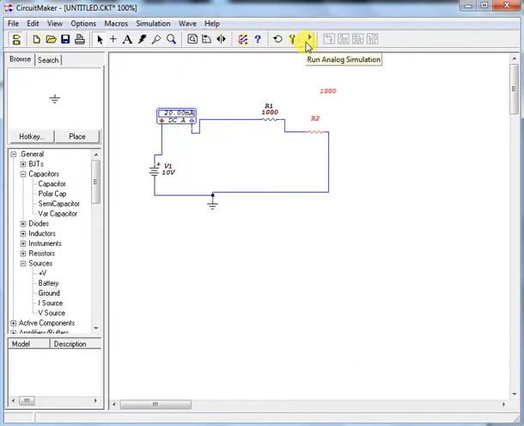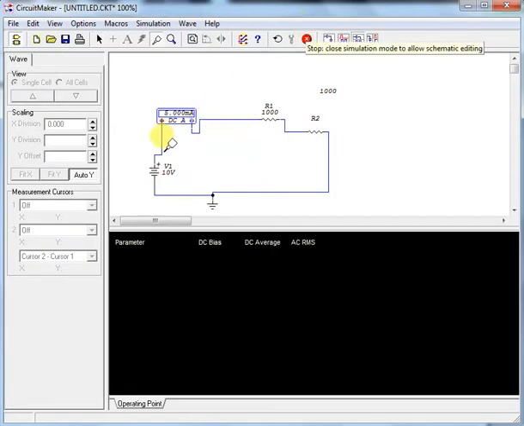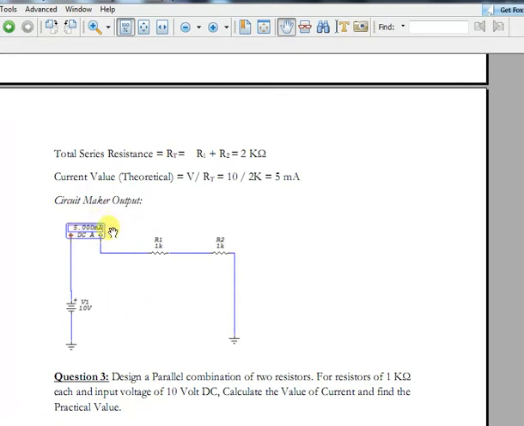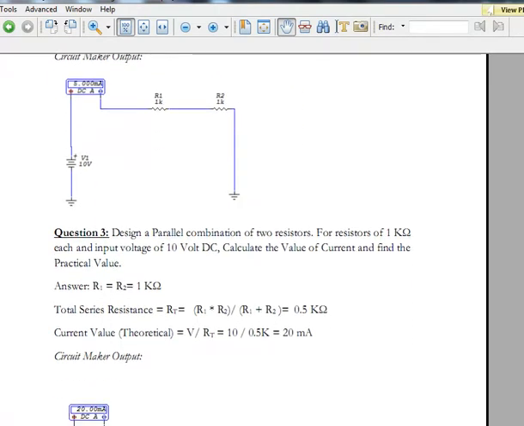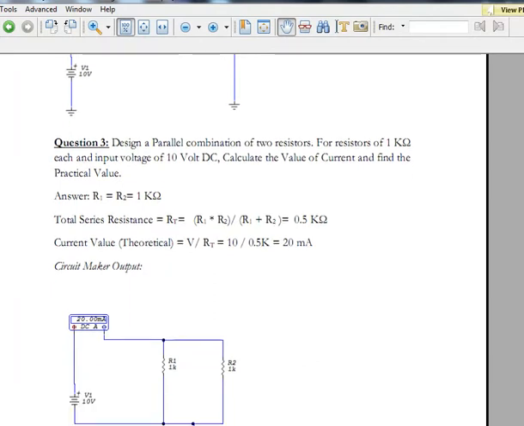We will click on this button, just click this. So this is our reading and we are getting 5 milliampere. Now if you go back and see your value, the theoretical value is 5 milliampere and we have got the same. So it was again very simple. Now the next question is a bit changed. Design a parallel combination of two resistors, same value of 1 kilo ohm each, and value of battery is again the same, 10 volt. So there is a small difference in the calculations.